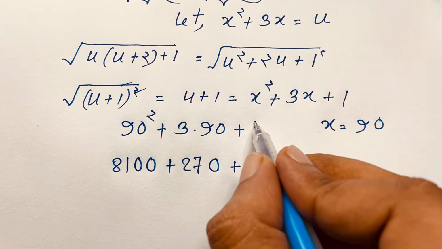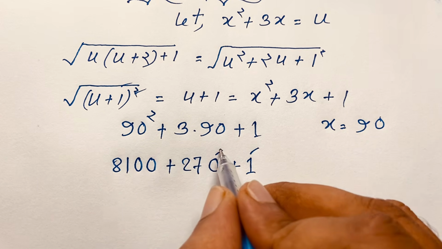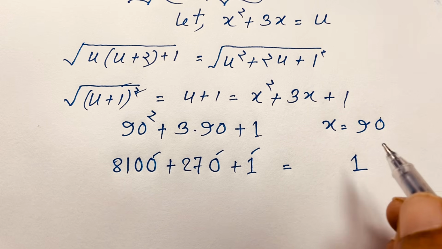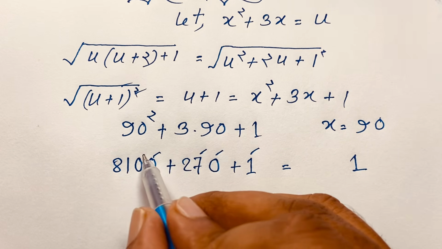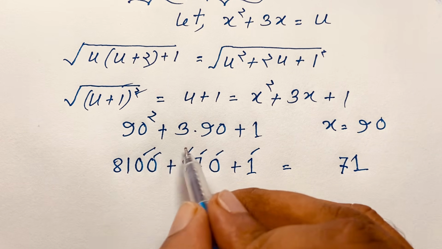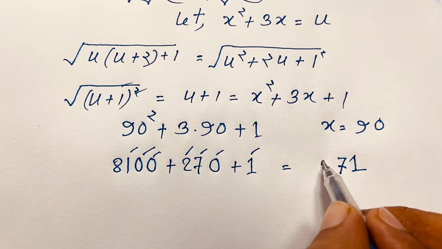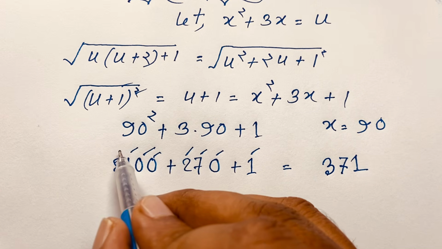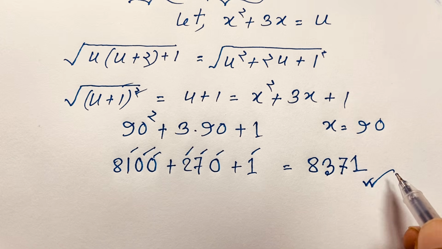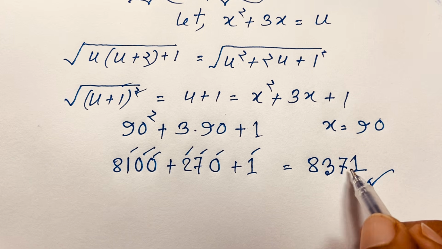Now if I add this, 1 plus 0, which is 1. Then 7 plus 0, which is 7. Then 2 plus 1, this is 3. Then here is 8. So we find out our final answer, which is 8371.